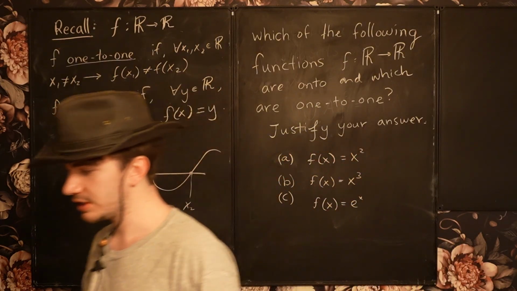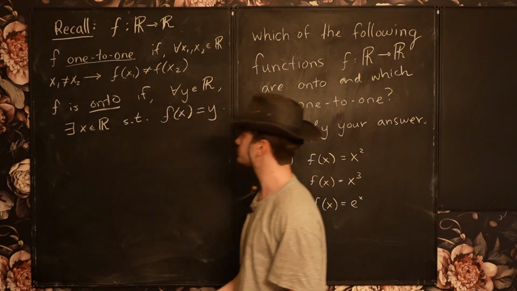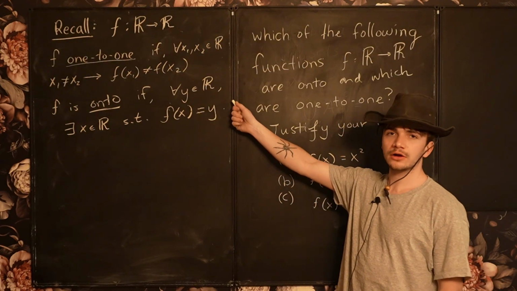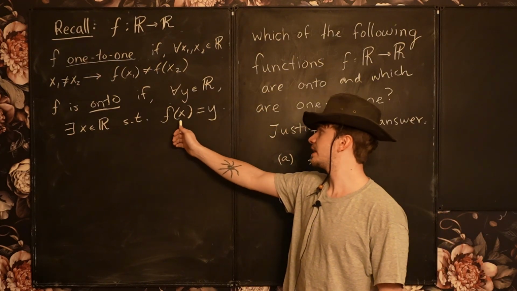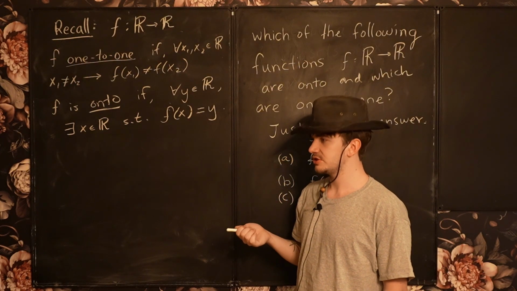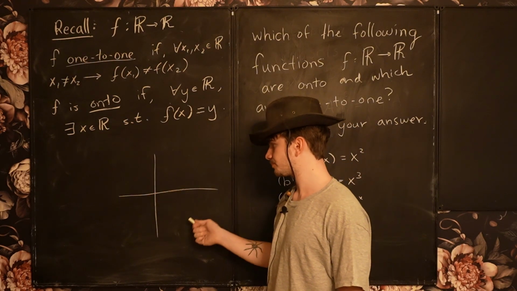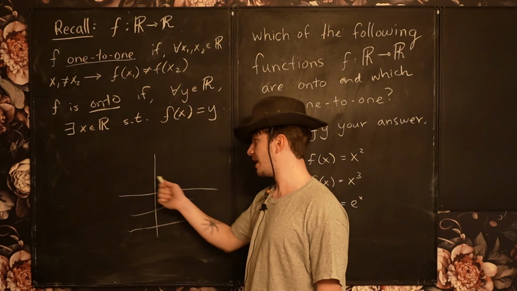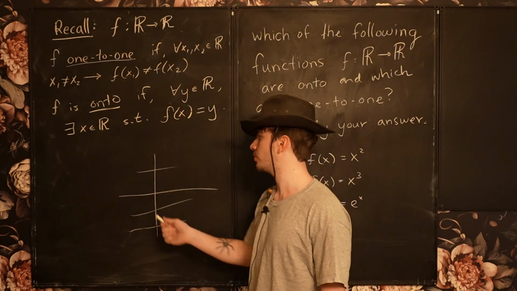Now, if we go to the onto definition, a function is onto if for all y in R, the codomain, there exists an x within the domain such that f of x is equal to y. Intuitively speaking, on a graph, if I drew a horizontal line anywhere, the function would intersect the horizontal line at least one point.